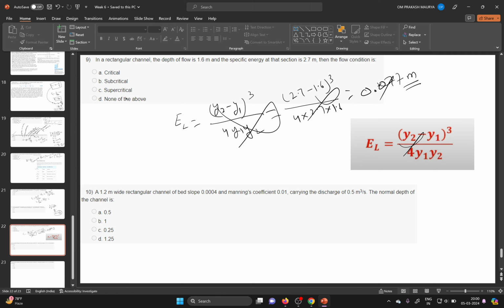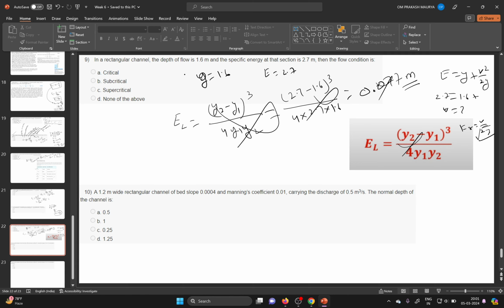Okay, in a rectangular channel, I think time is over. In a rectangular channel, the depth of flow is 1.6 meter and the specific energy E is given as 2.7, and the depth Y is given as 1.6. What is the flow condition, whether it is subcritical, supercritical or critical flow? Just try to calculate. How will you approach this problem? Depth is given, specific energy is given. Specific energy is E is equal to Y plus V square by 2g. Put the value of Y and get the value of V from here, and calculate Fr is equal to V by root of gy, and using the Fr value you can determine the flow condition.